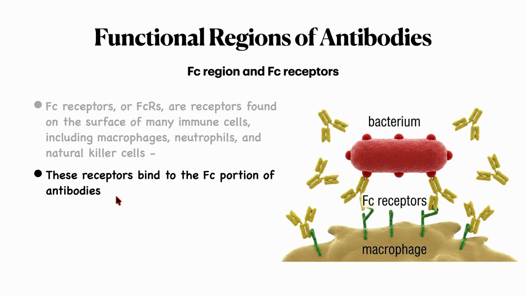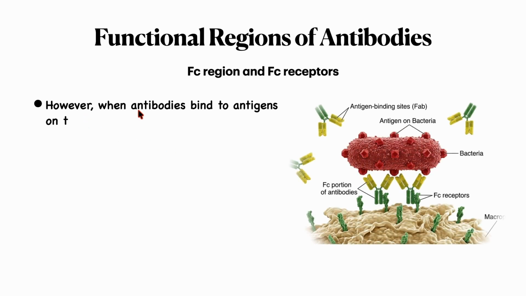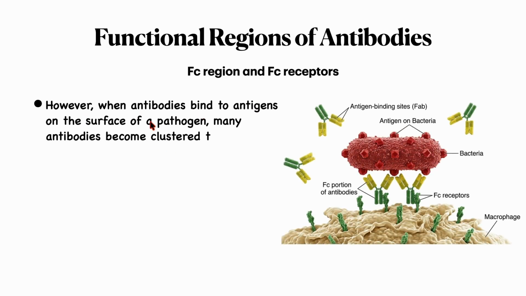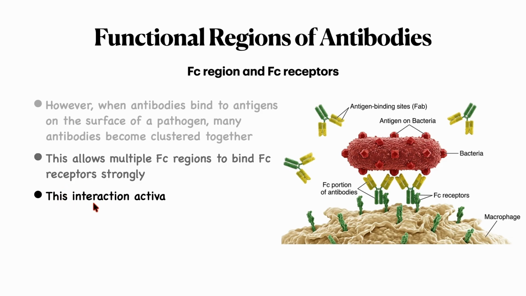When antibodies are freely circulating without binding to an antigen, they interact very weakly with Fc receptors. However, when antibodies bind to the antigens on the surface of a pathogen, many antibodies become clustered together. This allows multiple Fc regions to bind Fc receptors strongly. This interaction activates immune cells, in this case macrophages.